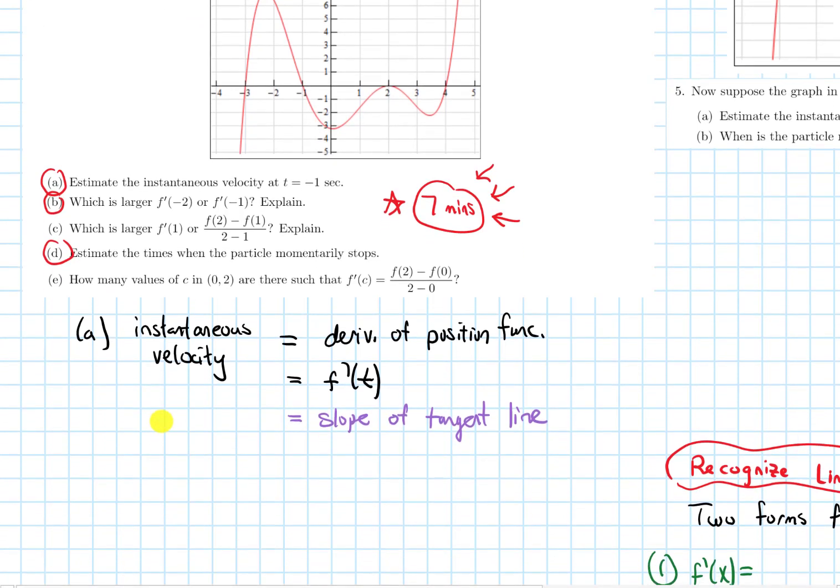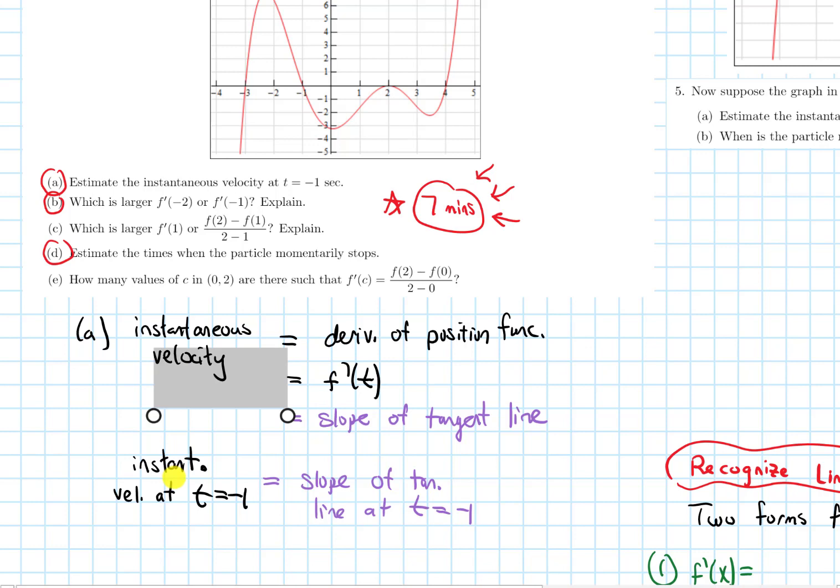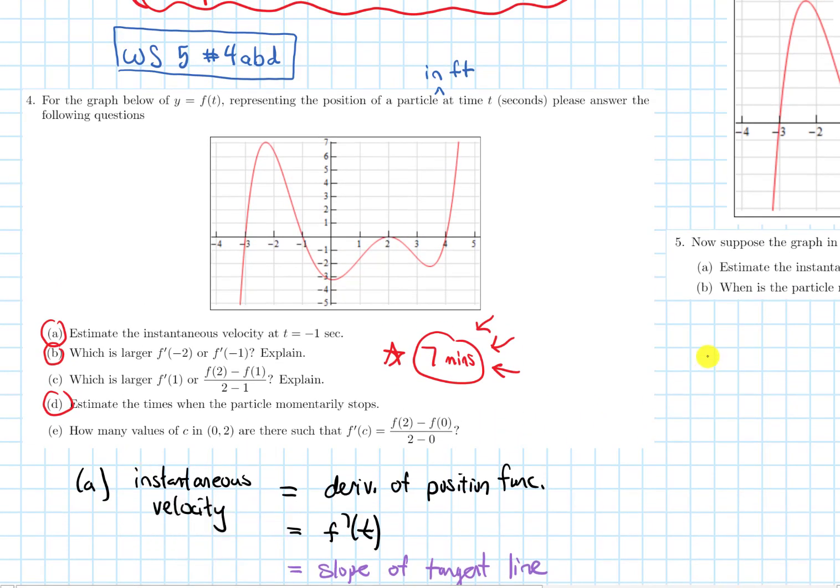So for part A, it wants the instantaneous velocity at t equals -1, which means we want the slope of the tangent line at the point where t equals -1. Okay, so if I go to the graph, and at t equals -1 I draw a point, I have this.